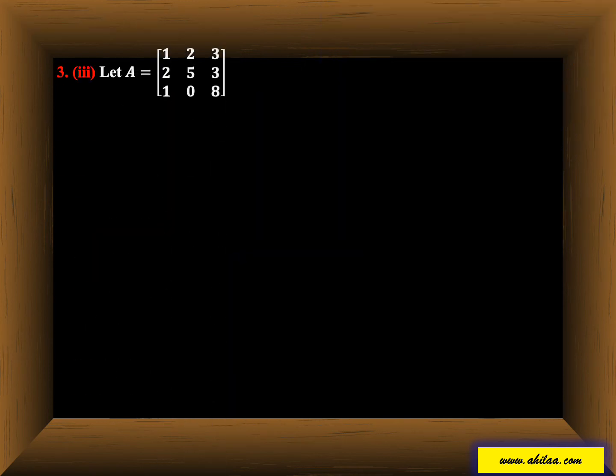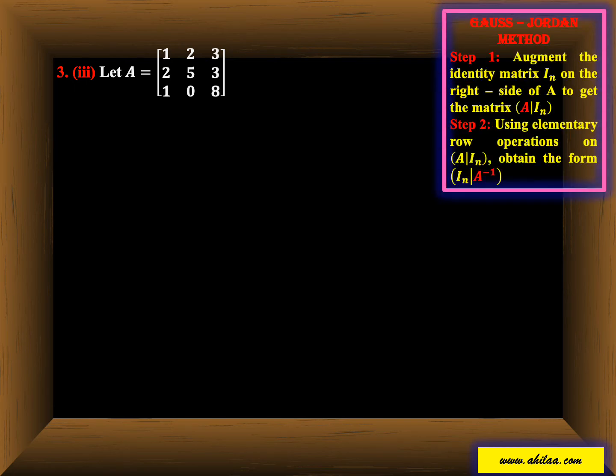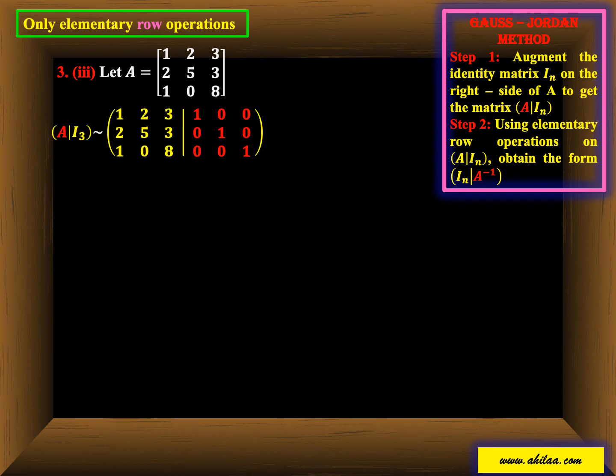Now the third part of third problem is a 3 by 3 matrix A equal to 1 2 3, 2 5 3, 1 0 8. Remember the steps in Gauss-Jordan method, and remember that we need to use only elementary row operations. Okay. The augmented matrix A bar I3 equal to, instead of A's, substitute the given matrix, and I3 you know, 1 0 0, 0 1 0, 0 0 1.